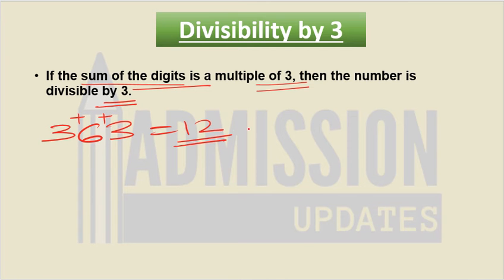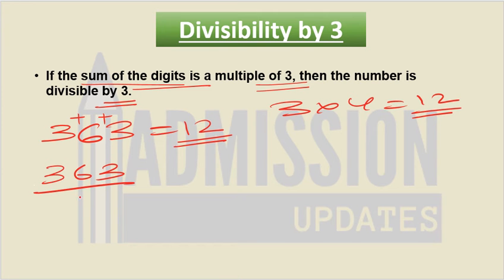So is 12 a multiple of 3? So we can say that yes, it is a multiple of 3. 3 fours are 12. We know that 3 fours are 12. Now let us divide this number by 3. Is it divisible? So 3 ones are 3, 3 2s are 6, and 3 ones are 3. Yes, it is divisible.